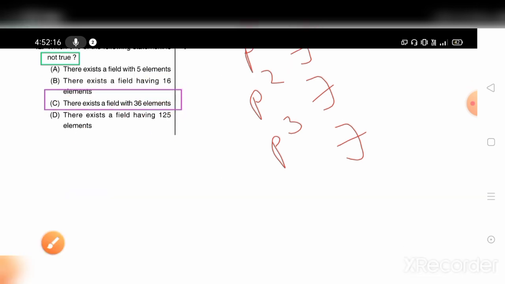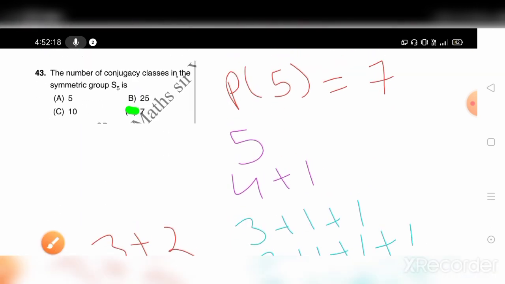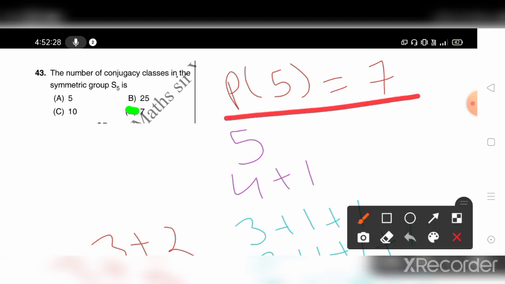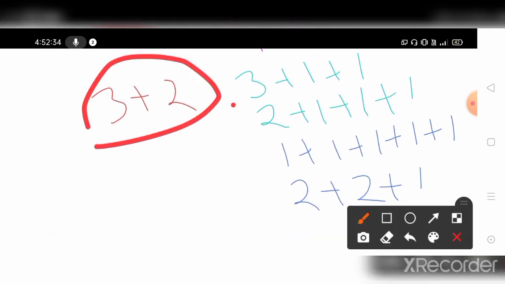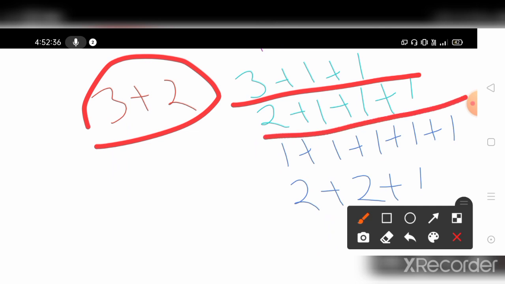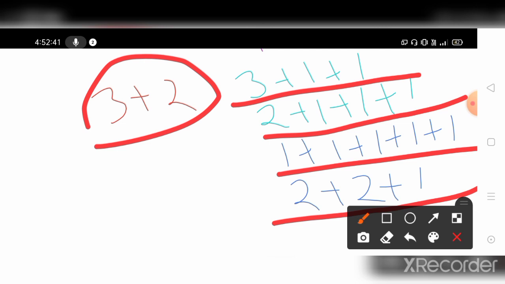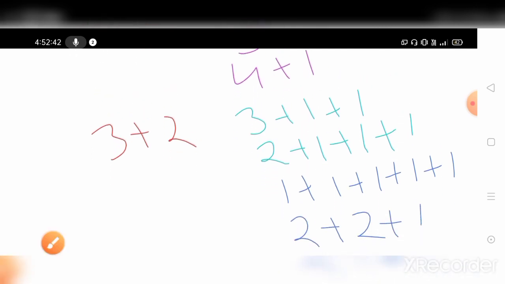Option C is correct. The number of conjugacy classes in the symmetric group S5 is equal to the partitions of 5. That is, the partitions of 5 equal 7. That is 5, 4 plus 1, and 3 plus 2, 3 plus 1 plus 1, 2 plus 1 plus 1 plus 1, 1 plus 1 plus 1 plus 1 plus 1, and 2 plus 2 plus 1. There is the total 7.